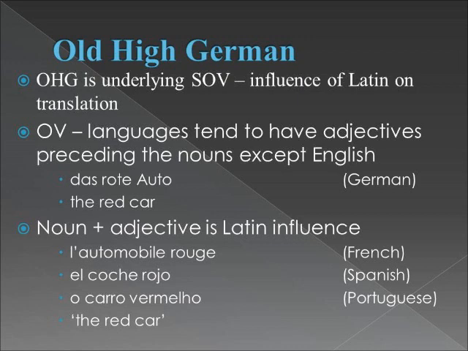So there is evidence, or it is suggested, that Old High German was an OV language because many OV languages tend to have adjectives that precede the nouns, except for English. So an example is das rote Auto and the red car in English, where the adjective is before, but Latin languages or Romance languages have it where the noun will be before the adjective. So we have examples of l'automobile rouge for French, or el coche rojo for Spanish, and then in Portuguese, o carro vermelho. So in these cases we have the noun, and then the adjective that follows it.